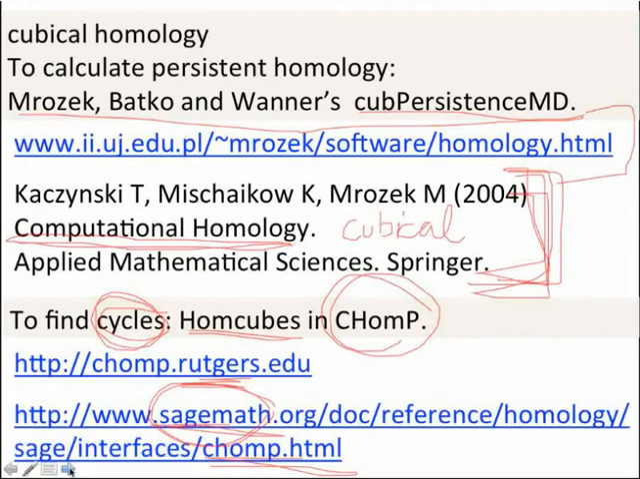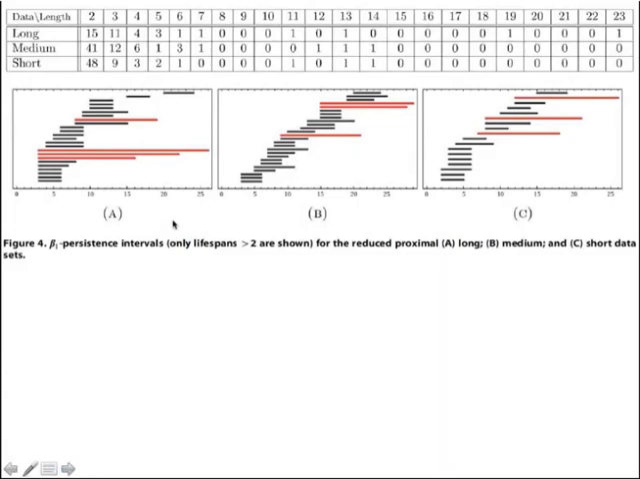So cubical homology is something one should consider, especially if you've got memory issues. And it's also good for speed too. So now let's go ahead and discuss the results.